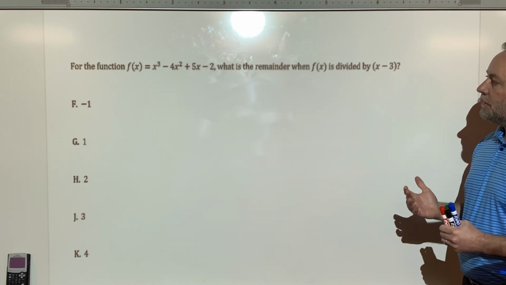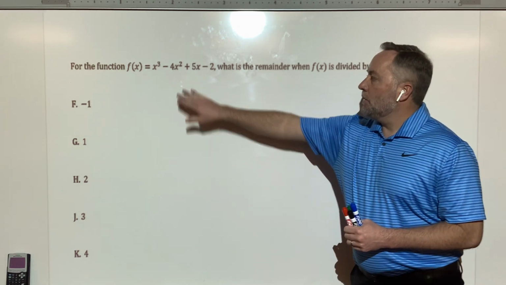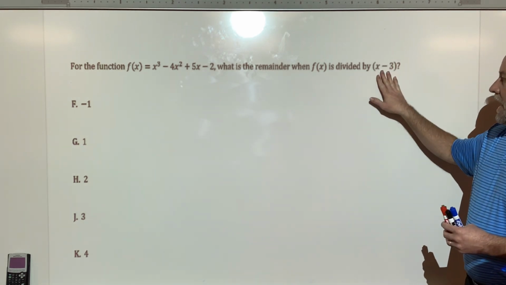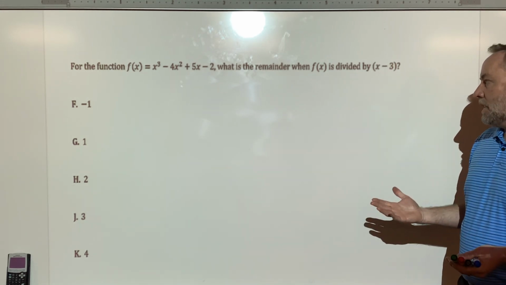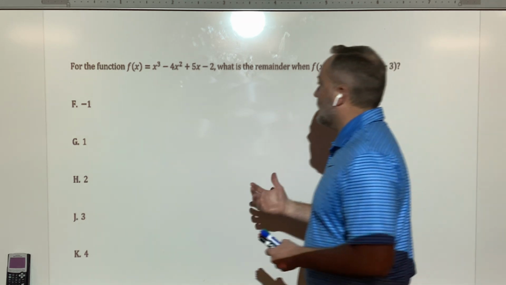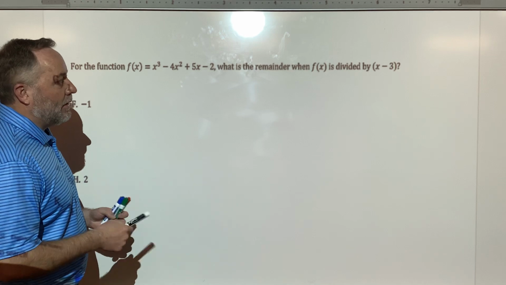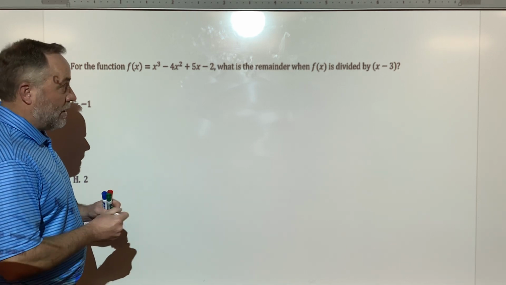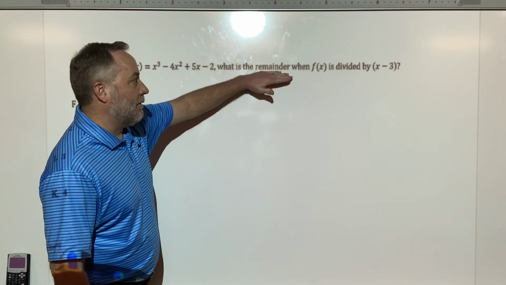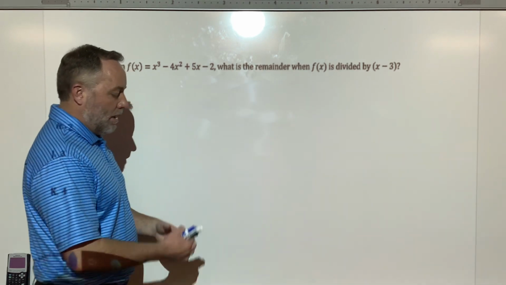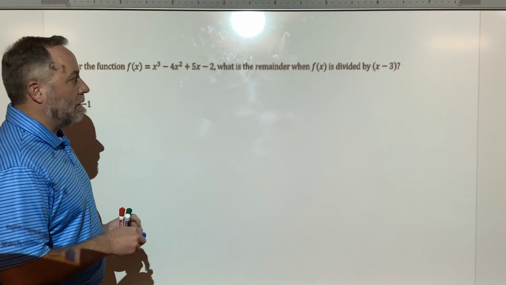You could do long division, dividing our polynomial by this factor, or we could use synthetic division, and I'll show that way. Synthetic division is generally a little bit quicker, but we need to understand what it's doing for us. And in this case, we're just being asked to find the remainder. So the last piece of the division, what's left over after dividing.